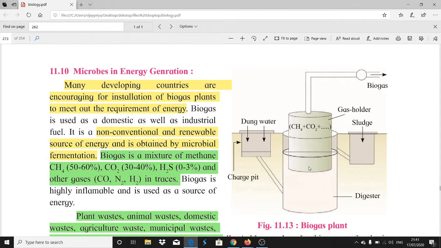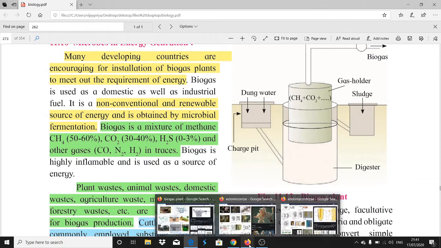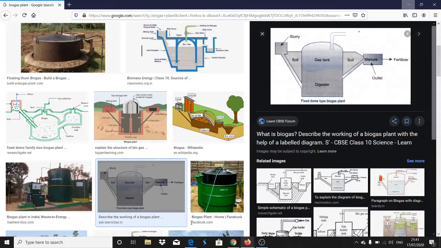Those gases are collected in this gas holder, and from this gas holder there is a pipeline. This is called biogas. This is the mixture of gases produced from the digestion of these wastes, and all the gases are collected through this pipe. This is the sludge, and this is how a biogas plant looks. Now let's have a look at how a biogas plant looks.